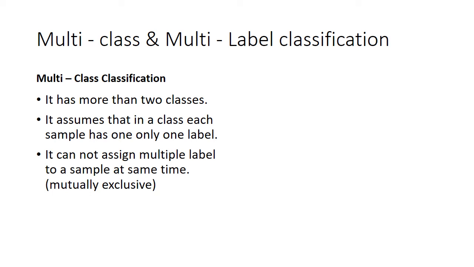In our example of grain, one sample of rice is rice at a time. It does not have two labels, rice and wheat. It is multi-class classification.